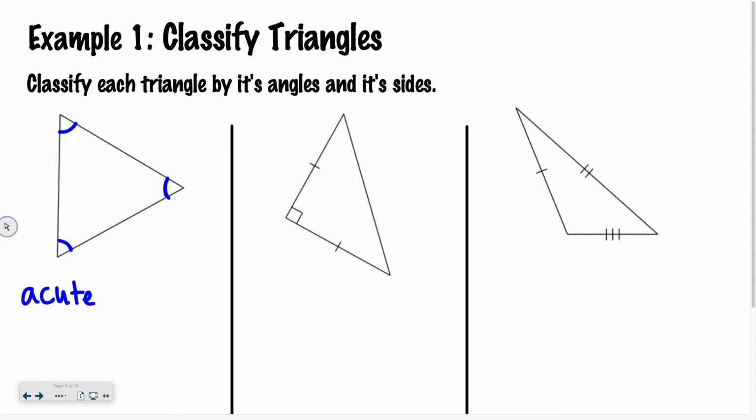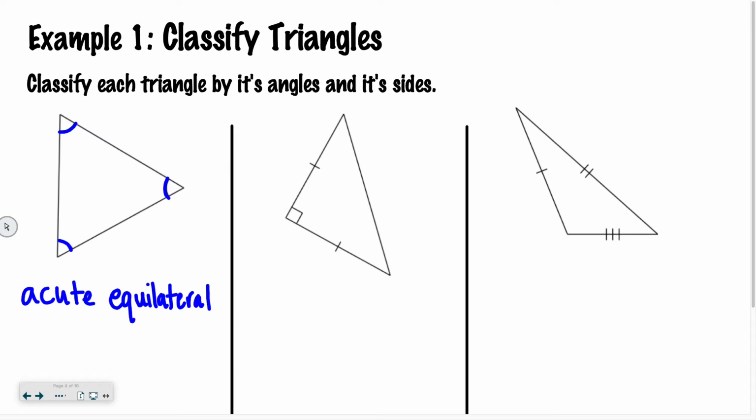And then when you look at this triangle, we don't see any tick marks. But since we know that all 3 angles are the same, we also know that all 3 sides are the same. So that's another way to tell if it's an equilateral. So if all of the sides have the tick marks, it's equilateral, or if all of the angles have the same marking, it's equilateral. Okay, let's move on to the middle one.